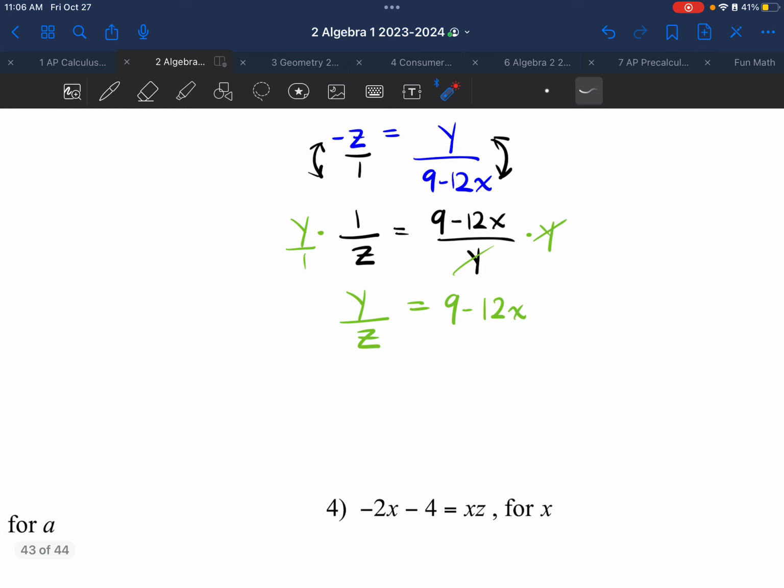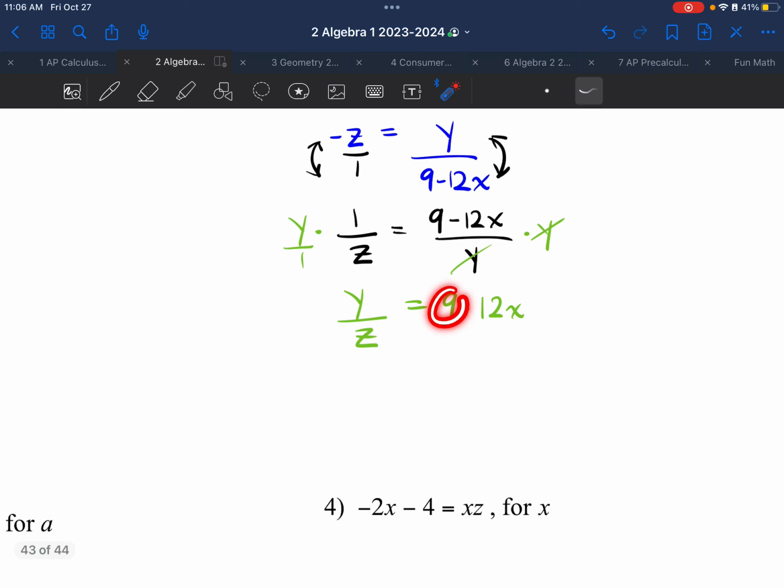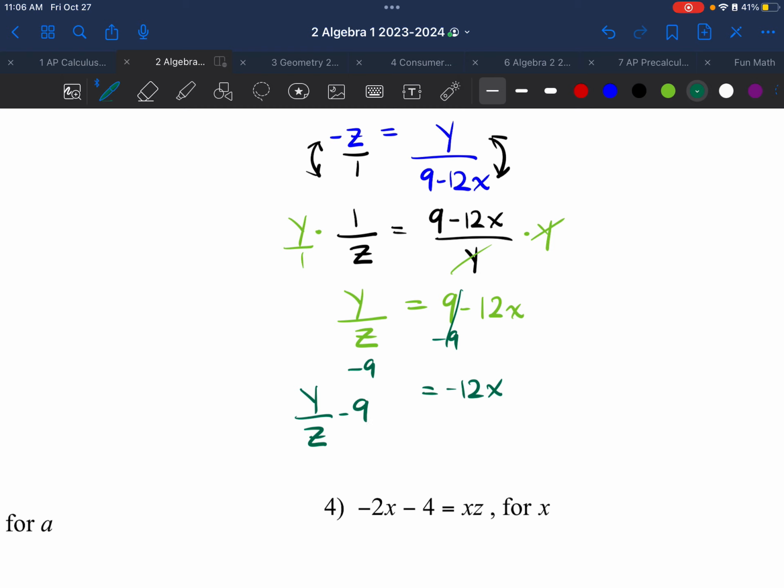All right, now we have a few more steps. I'm going to get rid of this 9 by subtracting 9. If I subtract 9 on the right, I need to subtract 9 on the left. 9 and 9 are gone, and this is going to be equal to a negative 12x on the right. And I have a y over z minus 9, which is a problem. Normally I'm okay with this in my math class, but you should know how to combine like terms, or combine fractions at least.